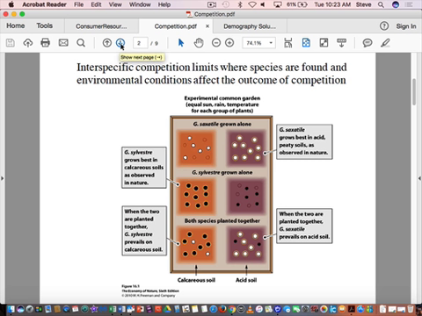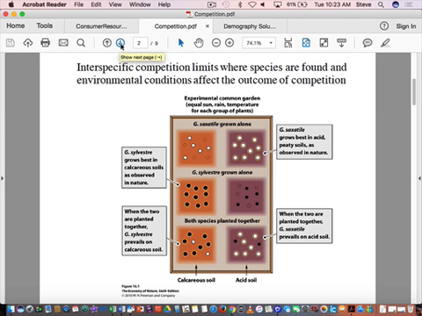Okay, so again, I sort of led into exclusion experiments, presence or absence of one species or presence of both species. This is how we determine whether one species is a better competitor than the other in particular environments. So let's go through this.